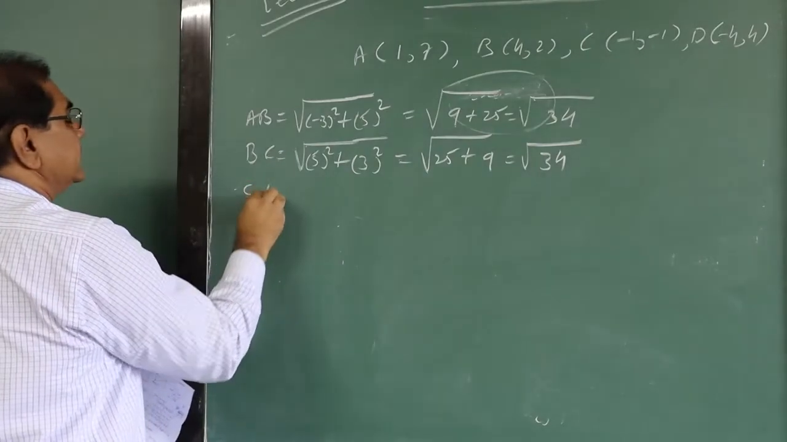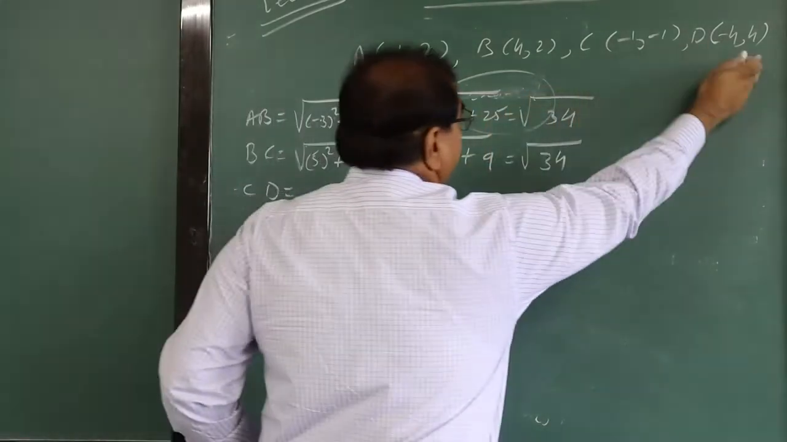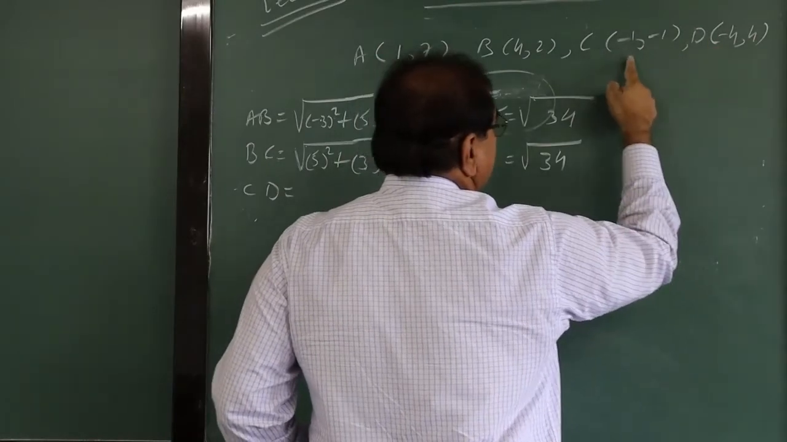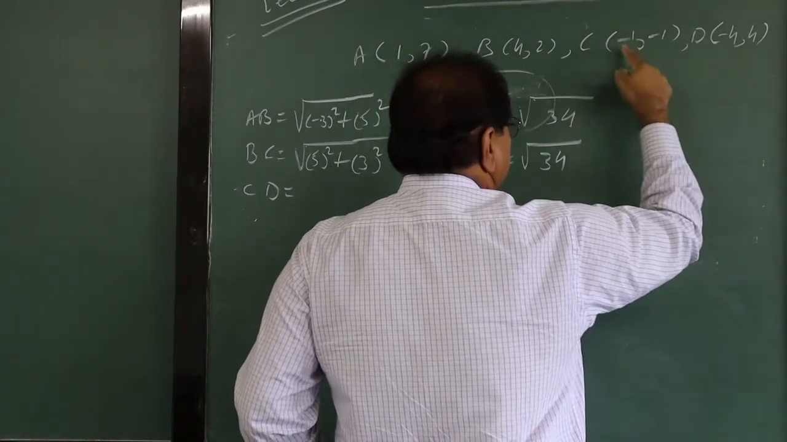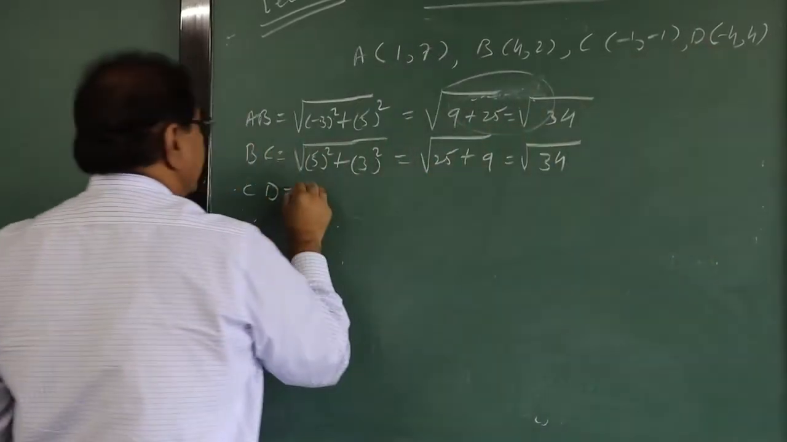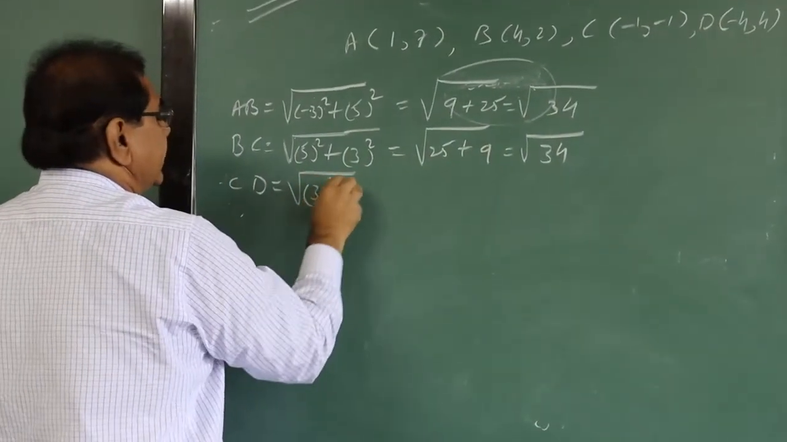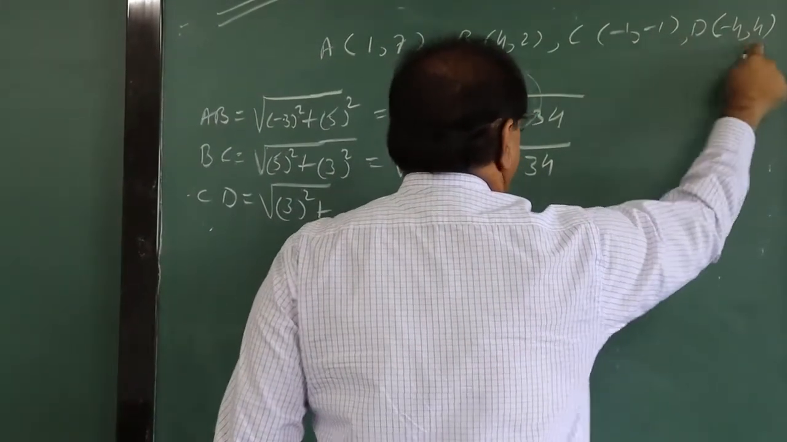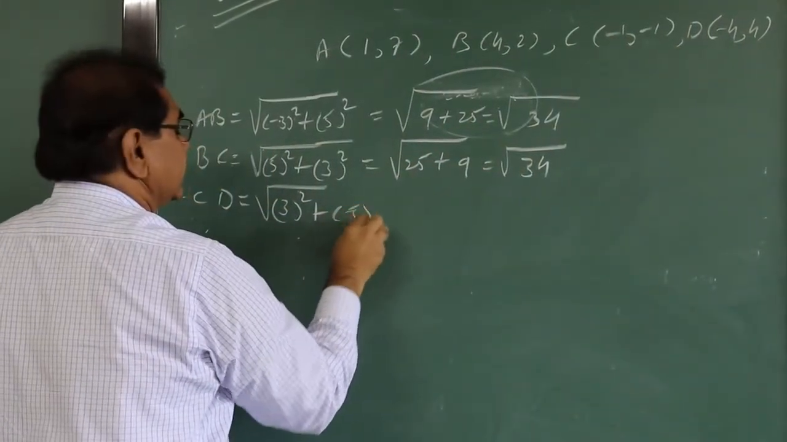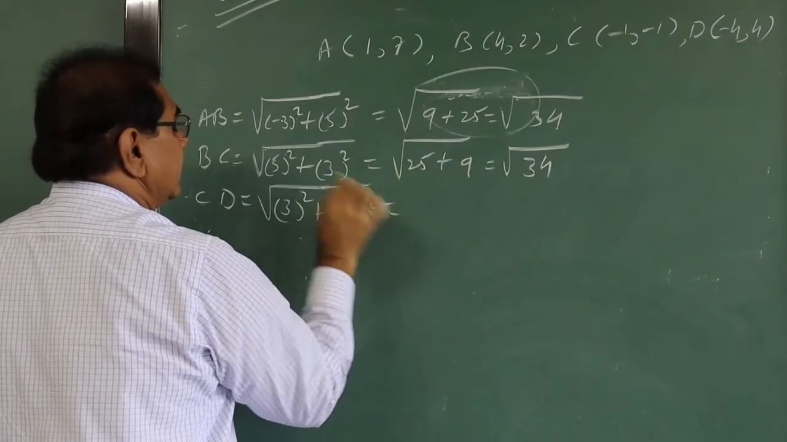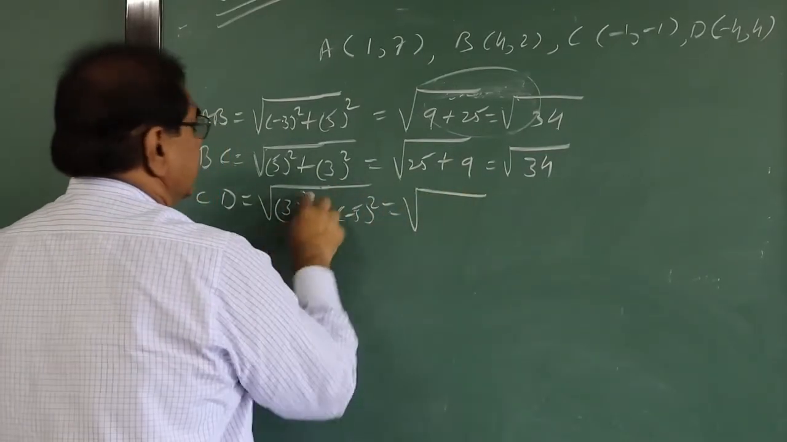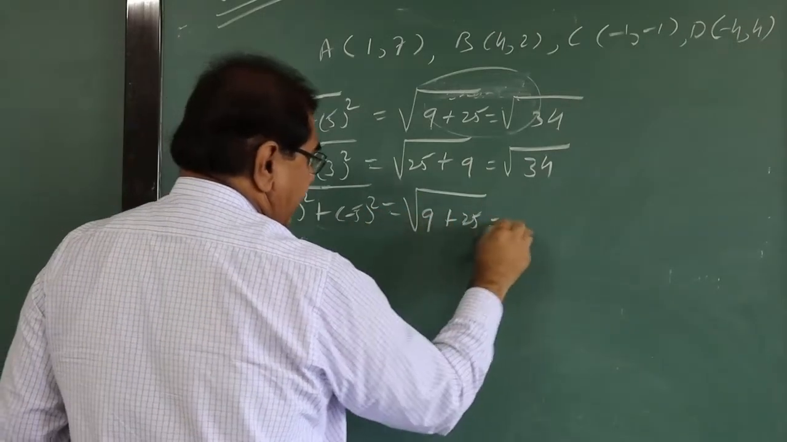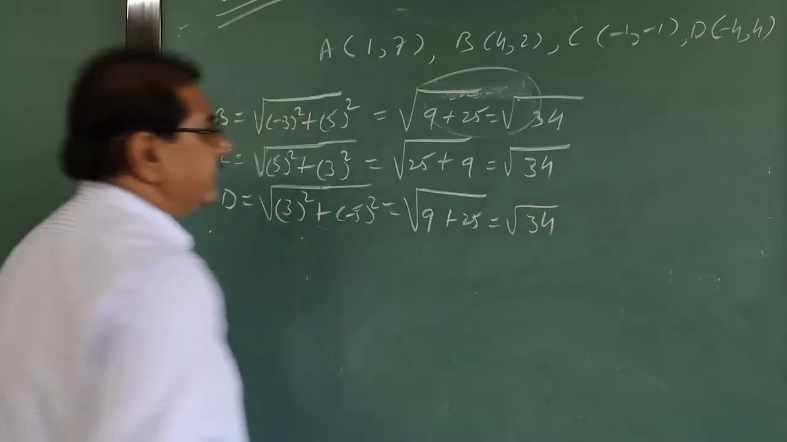Now we go for CD. Now these 2 points, x1, y1, x2, y2. -1 minus -4. So -1 plus 4, it is plus 3. So plus 3 square. -1 minus 4, it is -5. So -5 square. So 3 square is 9 and -5 square is 25. Again the same number, answer is root 34.